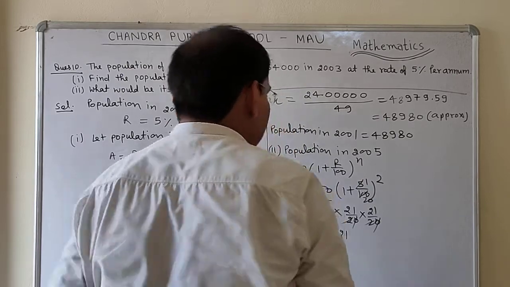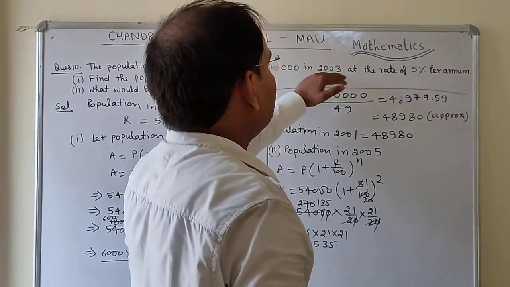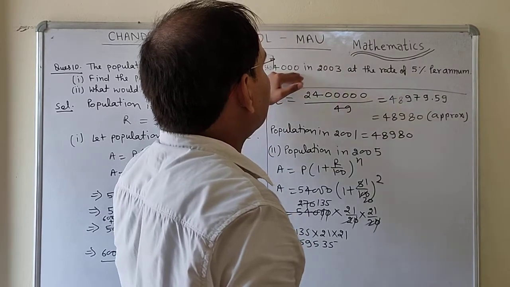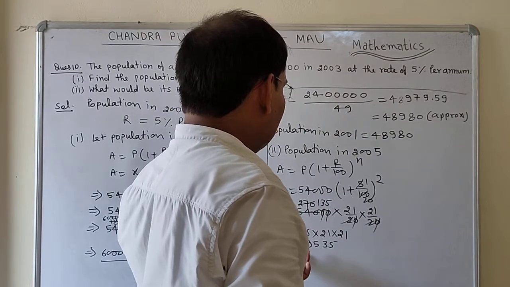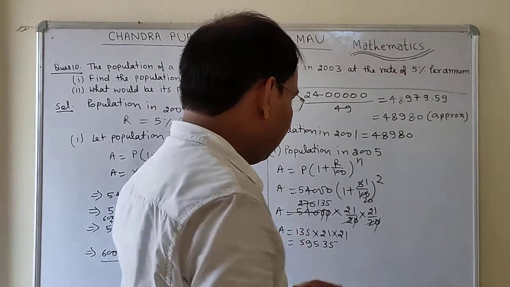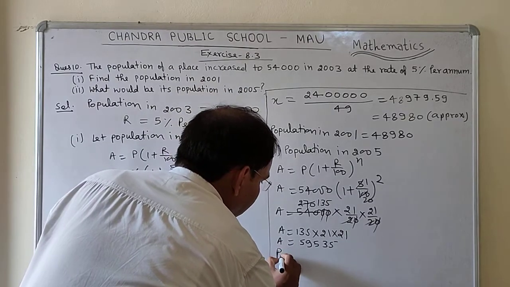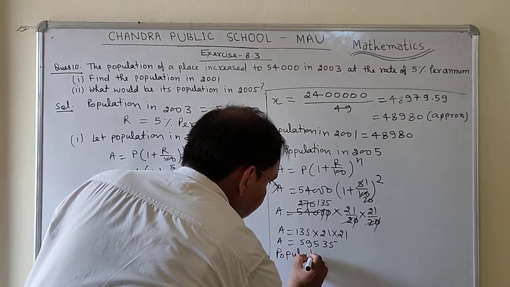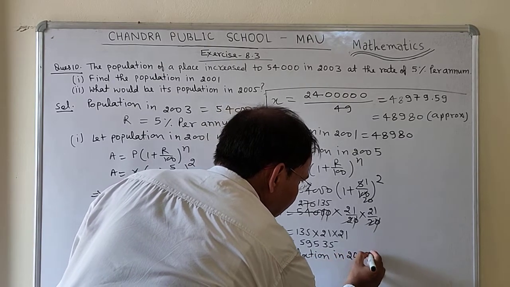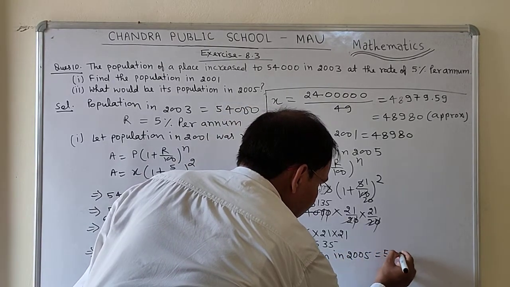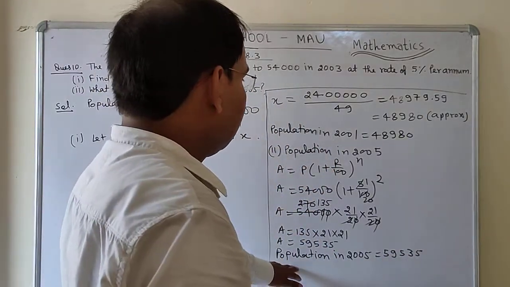So it means if the rate of the growth is 5% per annum and if the population in 2003 is 54,000, so by 5% rate in the 2005, the population will be 59,535. So here you can write population in 2005, that is equal to 59,535. So it is the solution of this second part.